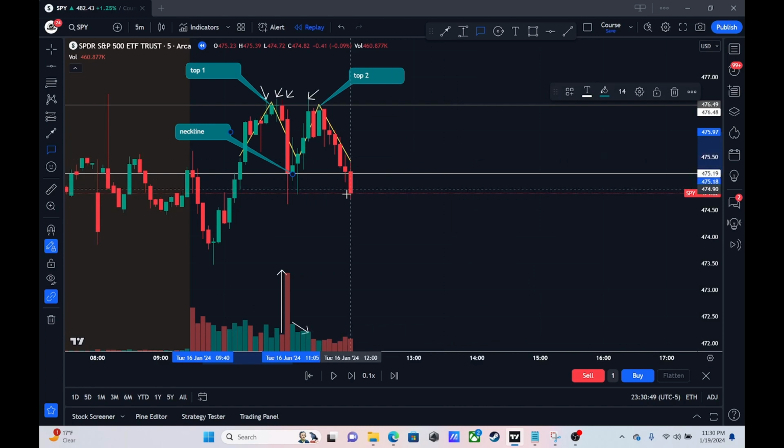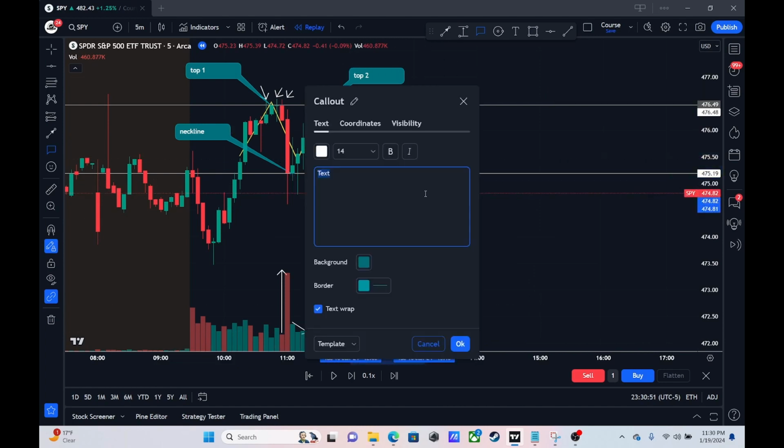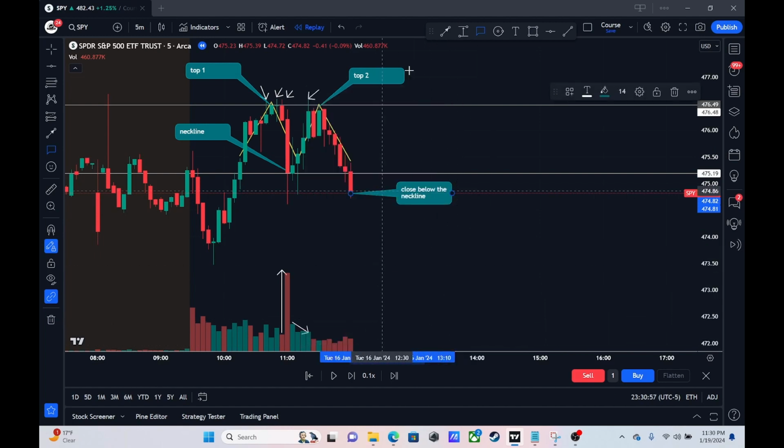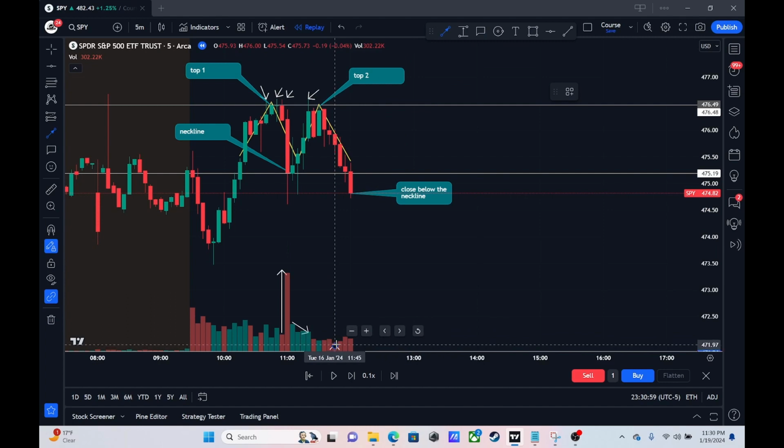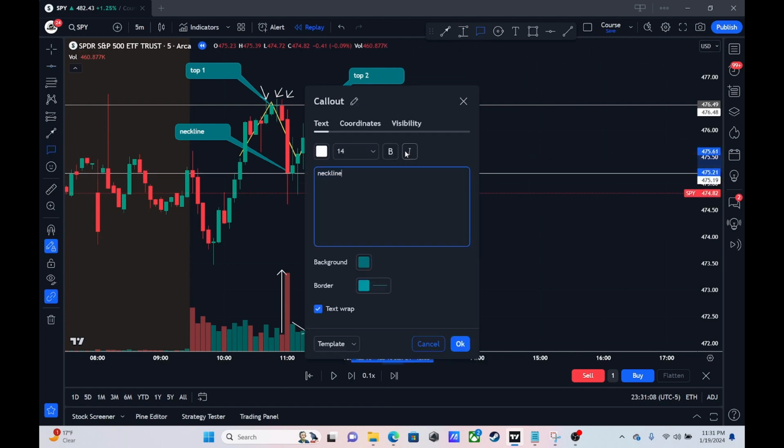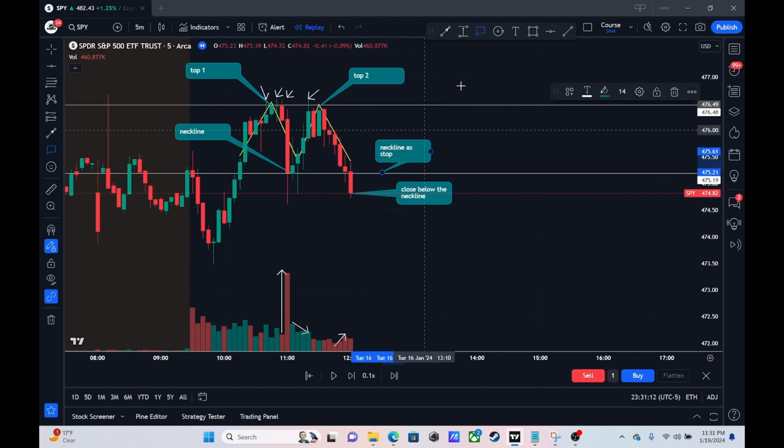And you can see on the next candle here, this is the close below the neckline to confirm our double top pattern. You can also see that we're starting to increase in volume on our push down. Now, let's say you want to use the neckline as your stop, you can. So neckline as stop loss. If you're entering contracts, entering puts here, you can use that as your stop loss.